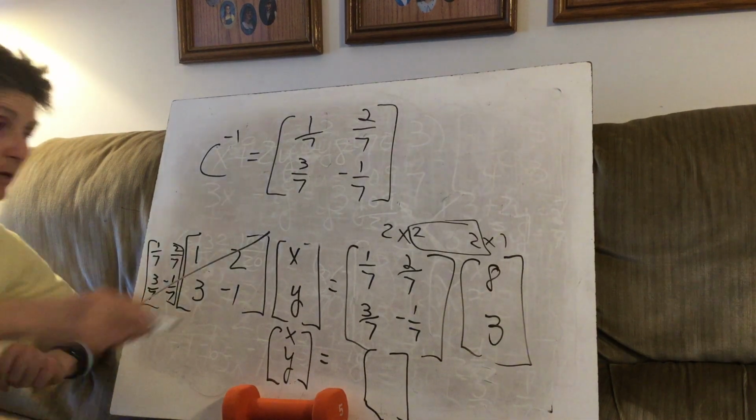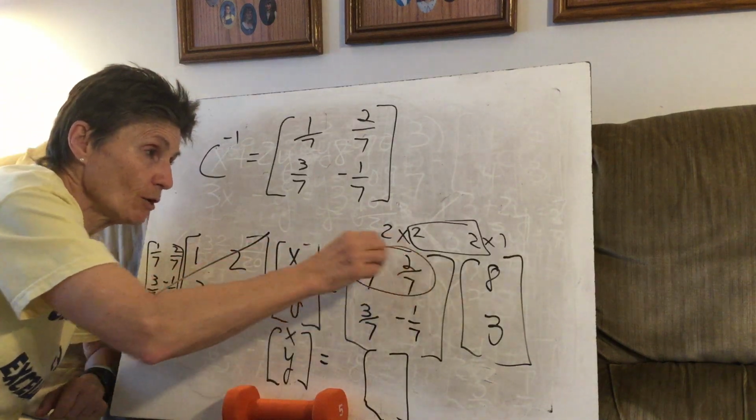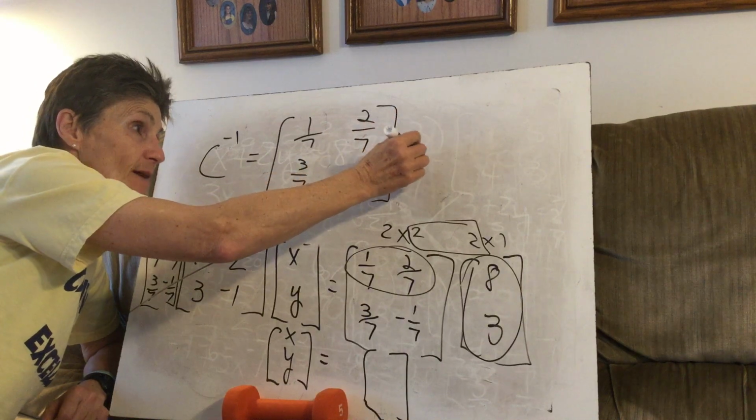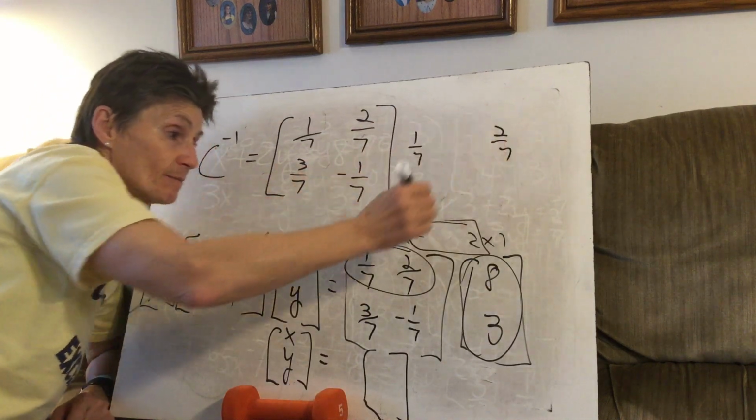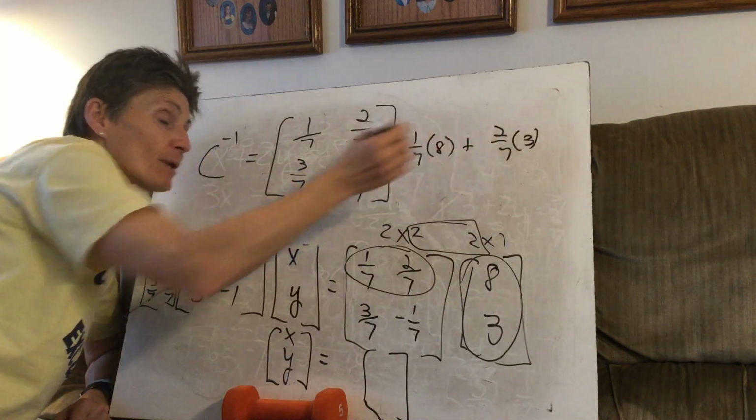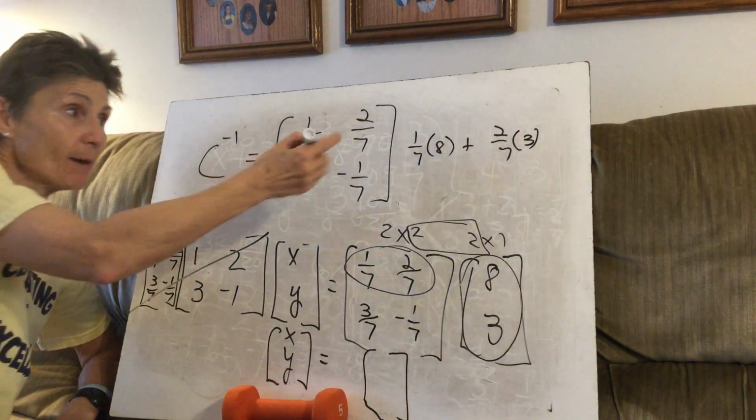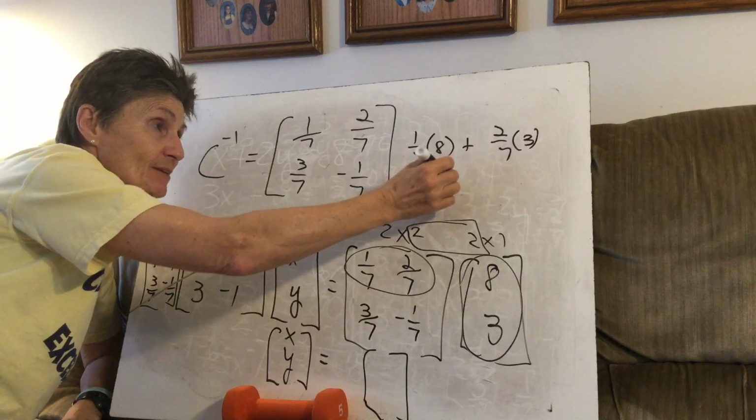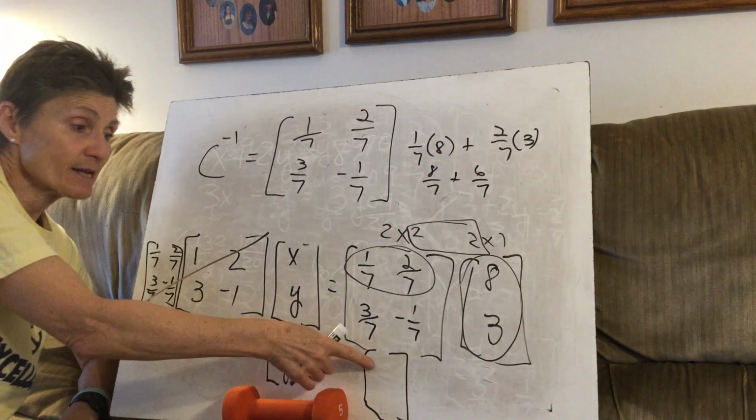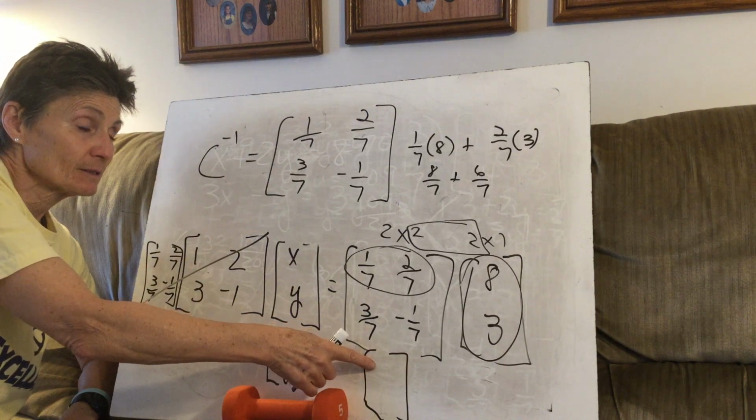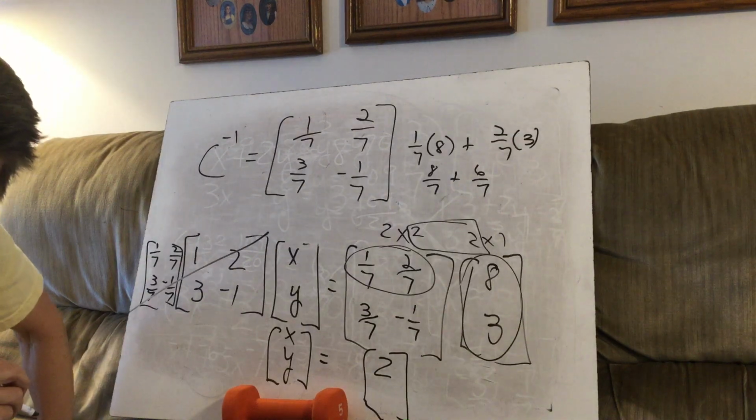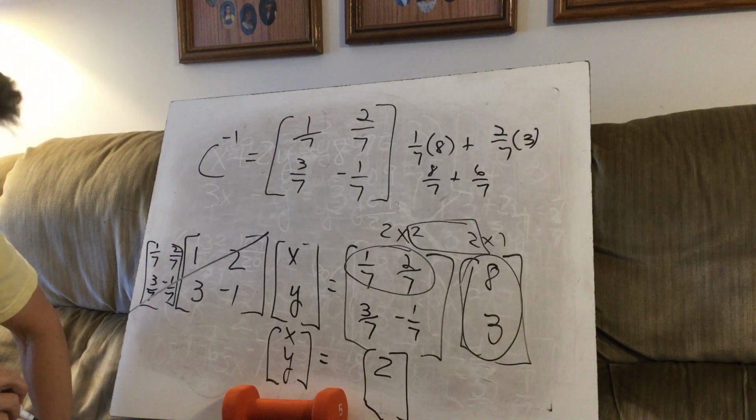All right, so here we go. I'm going to take my first row times my first column. So I'm going to take 1/7 and 2/7 times 8 and 3. Now don't freak out about the fractions, kids. You have a common denominator. That's 8/7 and 6/7. So what's this top number going to be? 2. 14/7. 8 and 6.